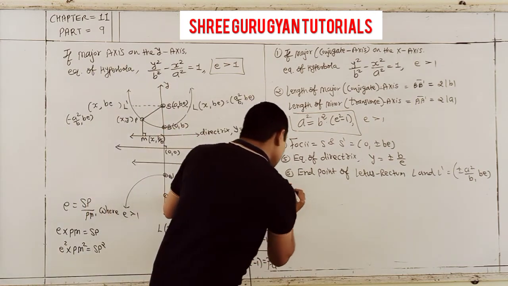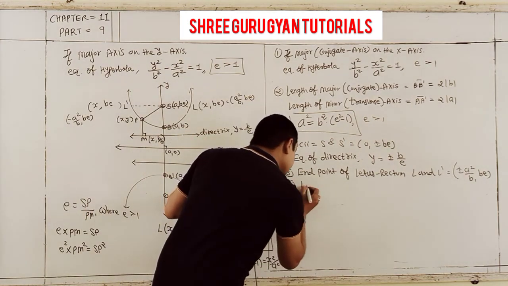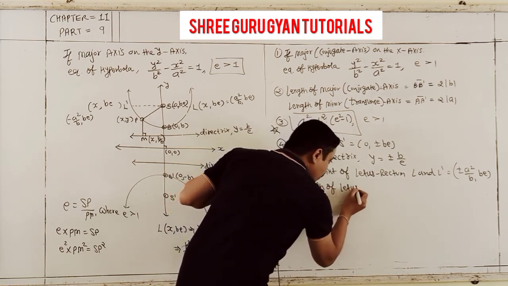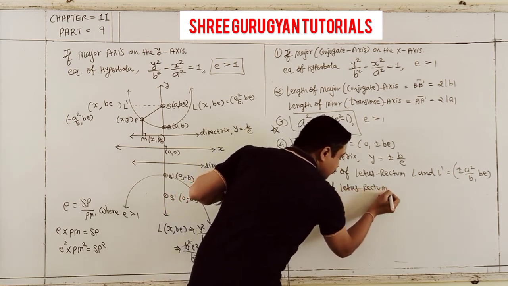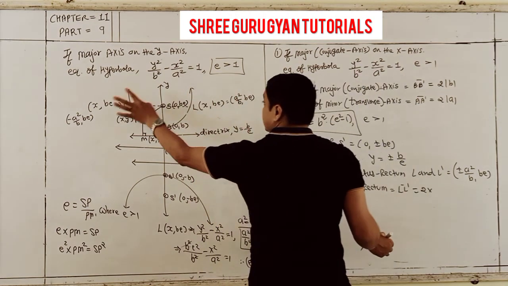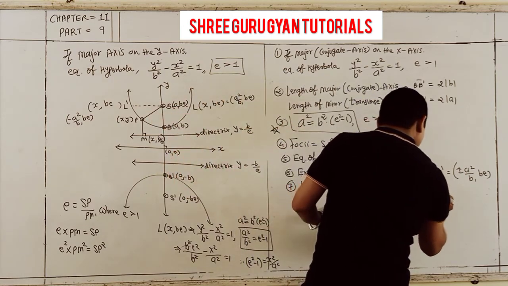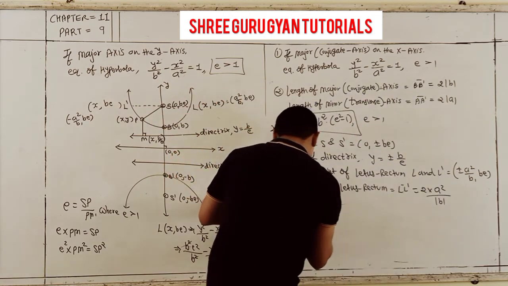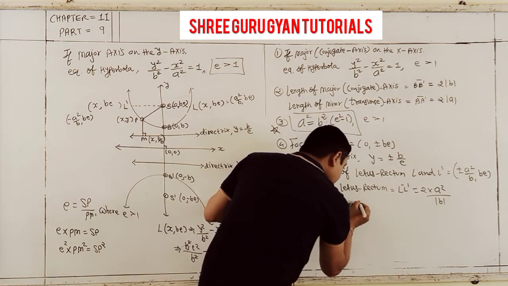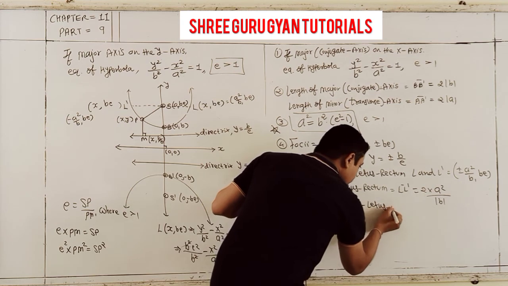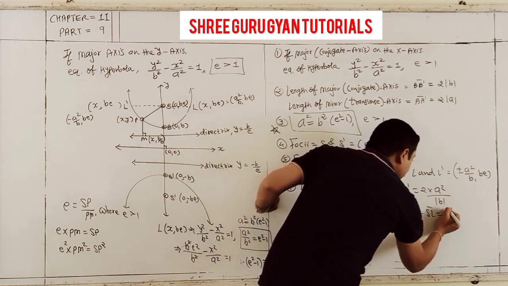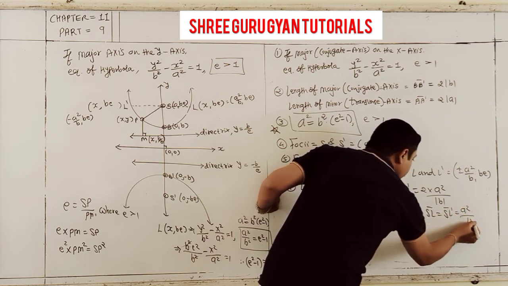Now seventh, the length of the latus rectum. Latus rectum means L to L dash, this distance. B cancels, so it is 2a square by b modulus. And continue, the length of the semi latus rectum. The semi latus rectum is SL and SL dash. It is only a square by b.